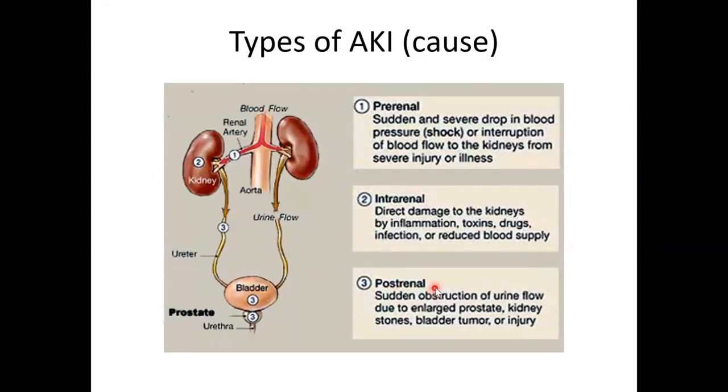The third one, which is the least common one, is postrenal, which is caused by a sudden obstruction of urine flow due to an enlarged prostate, a kidney stone, a bladder tumor, or an injury. And you can see the three down here.